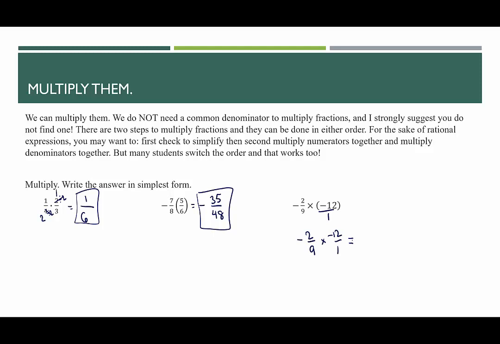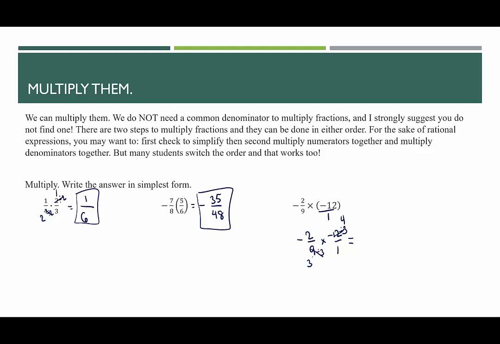We have a negative times a negative. That produces a positive, so I can kind of ignore those signs. And then, does 2 or 12 have anything in common with 9? Yes, 12 does. 12 and 9 are both divisible by 3. So we divide 12 by 3 and we get 4. We divide 9 by 3 and we get 3. Right? So we're writing down the leftover, not the thing we divided from both.